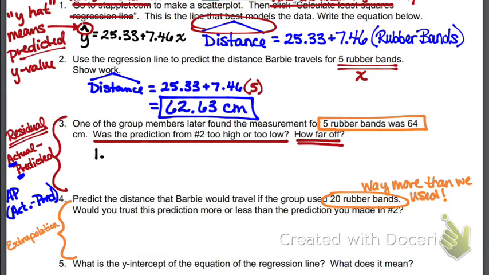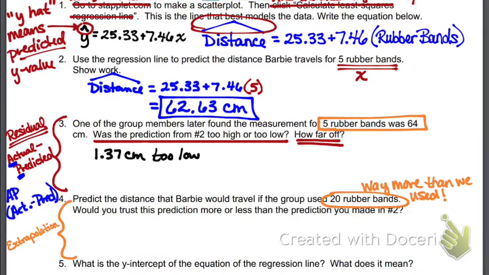1.37. Was our prediction too high or too low? Too low. So 1.37 centimeters too low. Thank you, ma'am. And then there's your third place. You're welcome. How did you come up with the 1.37 centimeters? Subtracted.